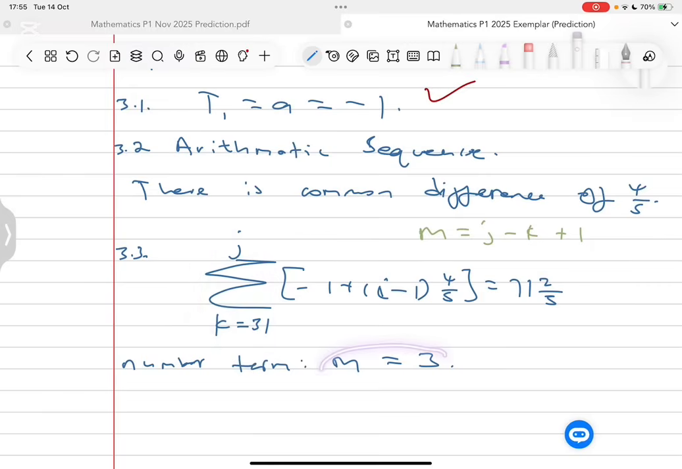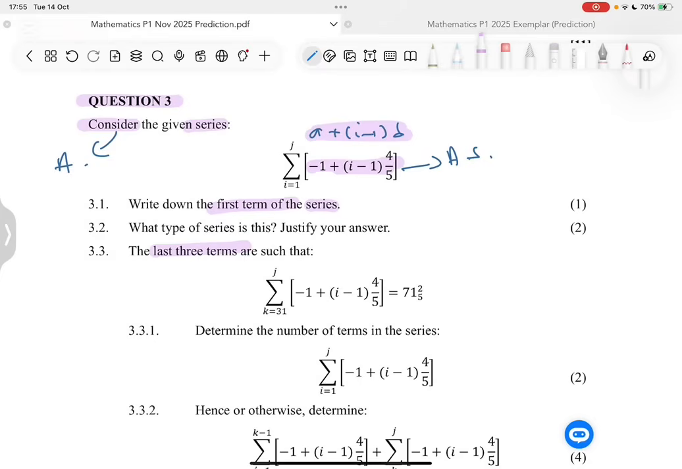That's how you get the number of terms here. And I'm saying the m here should be a 3, because we are told that the last terms are 3 actually. So the last terms in the sequence are 3, and they add up to that number. So now let's try to answer the question.